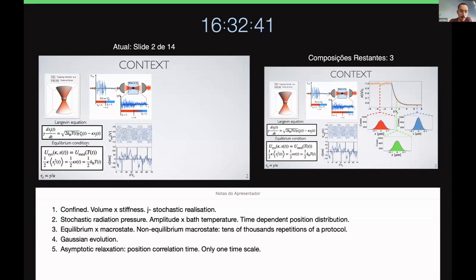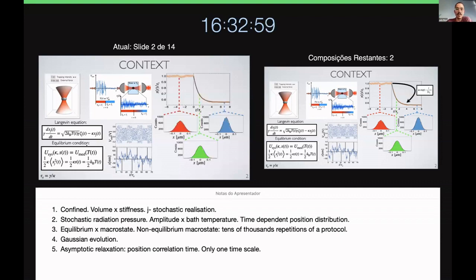And in order to measure this instantaneous variance, we repeat several times a protocol in which we control the amplitude of this stochastic force. And by changing this amplitude, we change instantaneously the temperature of the bath. And by doing this, we produce a non-equilibrium state in which our system will evolve from one initial equilibrium state to the other.